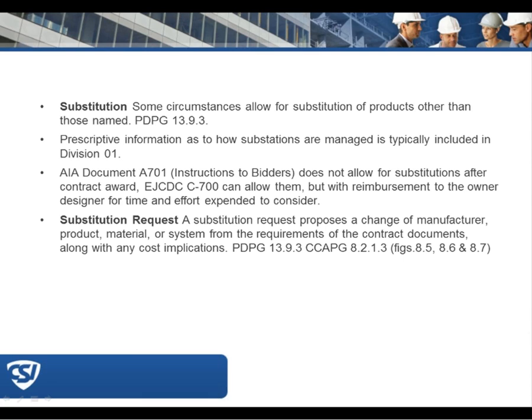In the documents that we typically see, AIA document A701, which are the instructions to bidders, they don't allow for substitutions after the contract award. The EJCDC document C700 can allow for them, but directly discusses and addresses reimbursement of the owner and or the designer for the time and effort expended to consider substitutions.